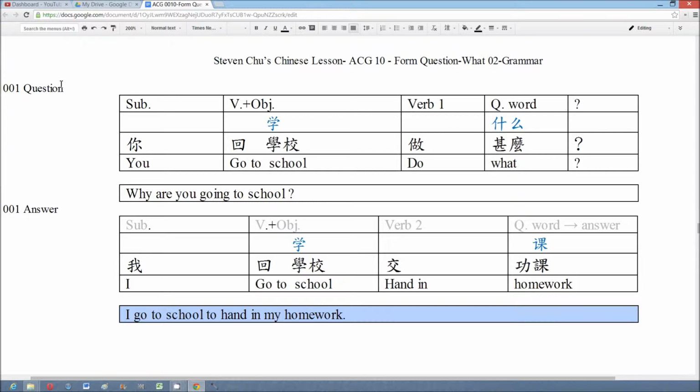And you can see that the sentence structure of the answer is the same as the question: subject, verb, object. And we don't have to repeat the subject, another verb, and the answer. The subject of the answer is different from the question, and we use the answer to replace the question word. And the key point of this example is that we use different verbs in the question and in the answer.